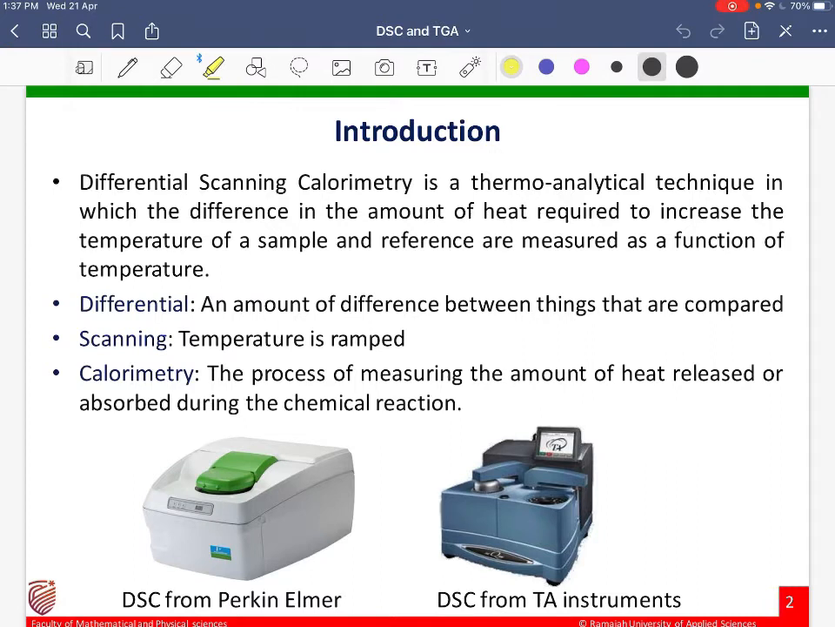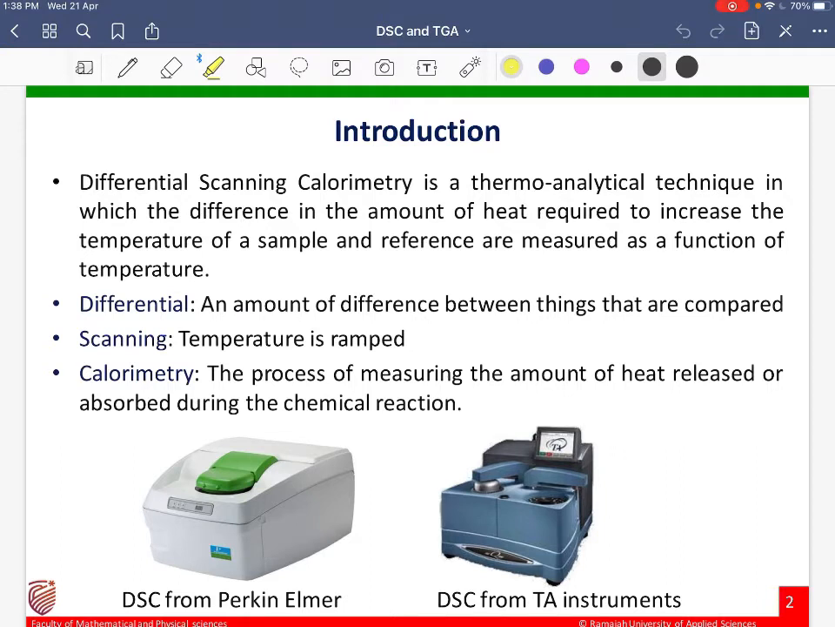Differential scanning calorimetry is a thermo-analytical technique in which the difference in the amount of heat required to increase the temperature of a sample and a reference is measured as a function of temperature. It is a thermal analysis technique, so we will get information about the thermal properties of different materials using differential scanning calorimetry.